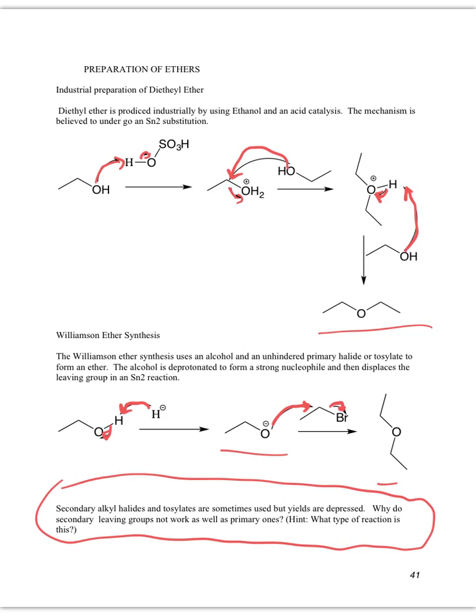Why? Well, remember what we learned in Org 1. If you have a strong base and a secondary leaving group, you run the risk of either it being a substitution in SN2 or an E2 reaction. So this, on a secondary, is either SN2 or E2, and depending on the conditions, we're going to get some of both. And we can't keep one or the other from occurring.